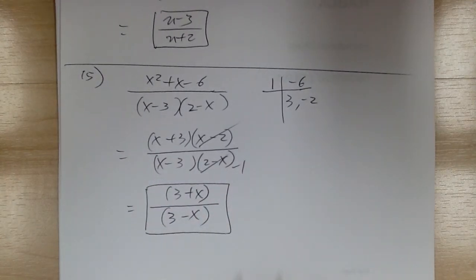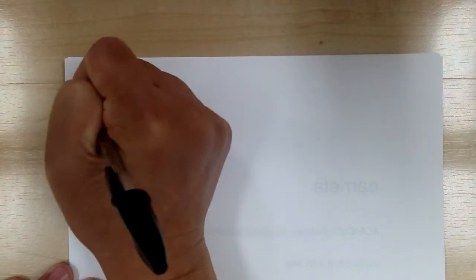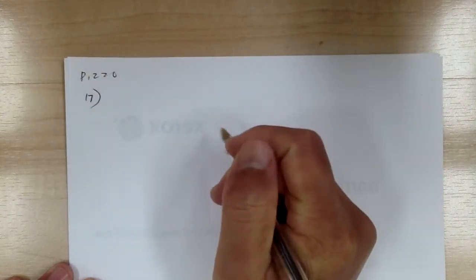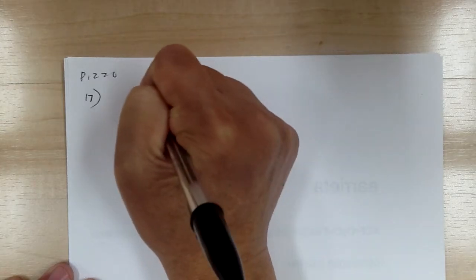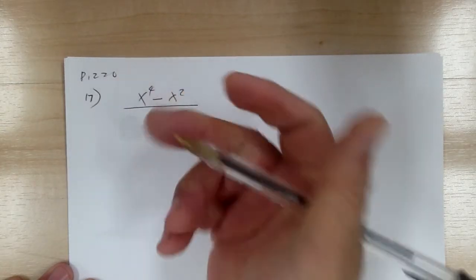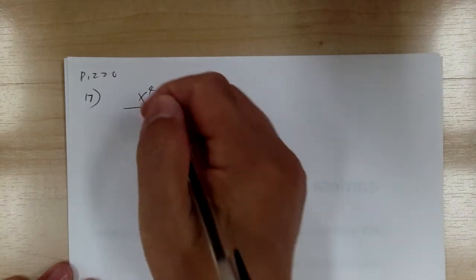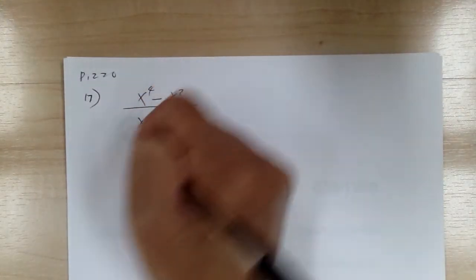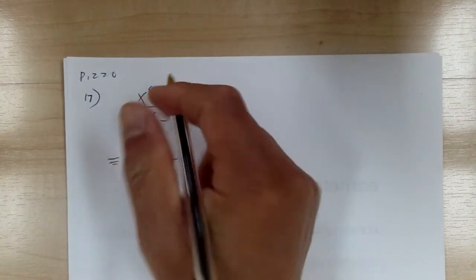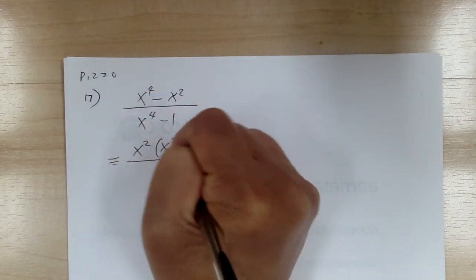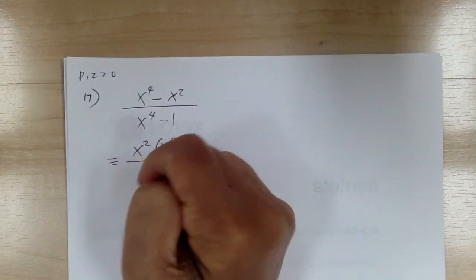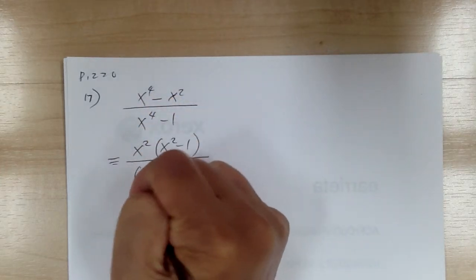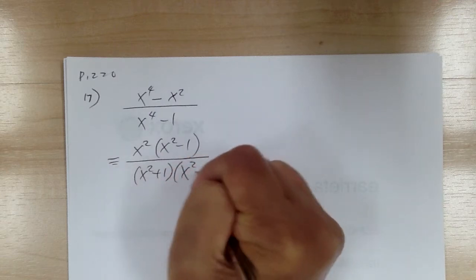Okay, let's go to 17. Okay, I have x to the 4 minus x squared over, again, the next factor is a -1, so you flip it over to the bottom. Okay, so let's go and do the factoring. So again, step 1, common factor. And this one you get the conjugate, the step 2a. So you get x squared plus 1, x squared minus 1.